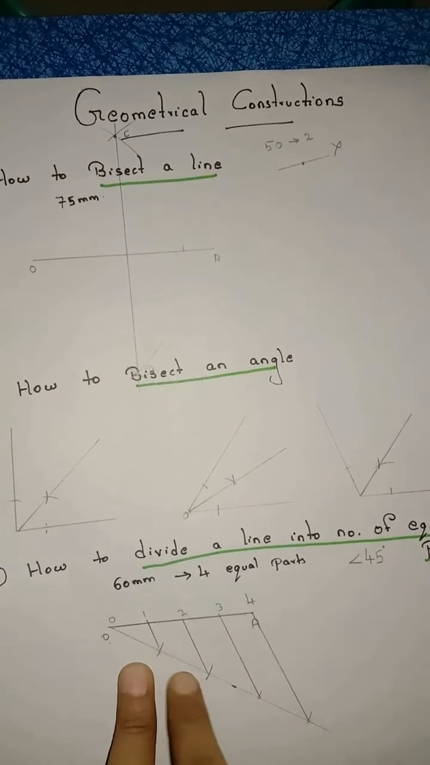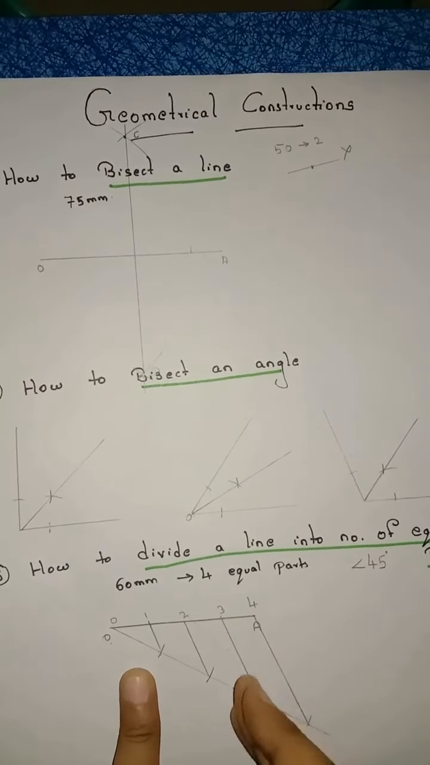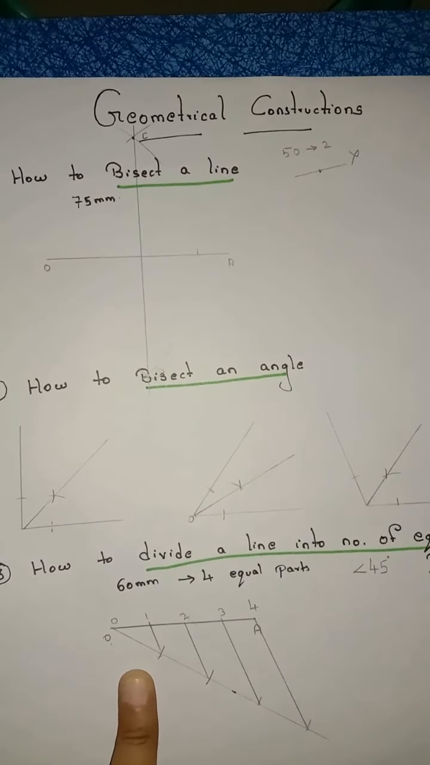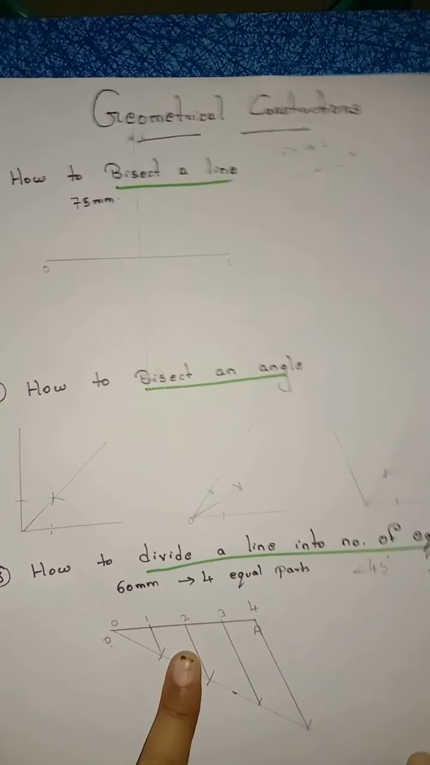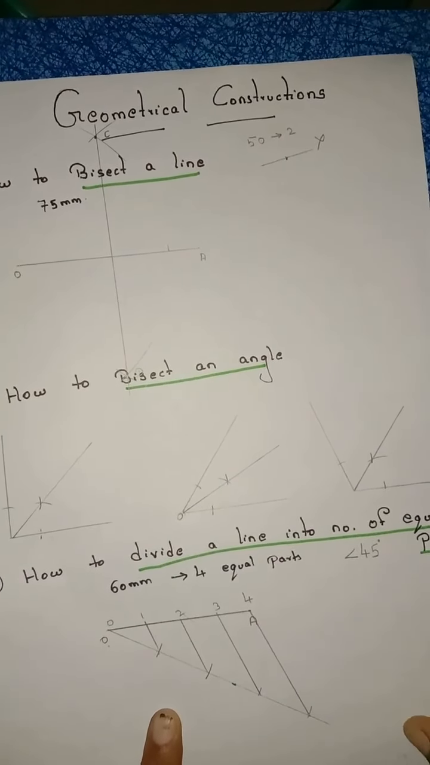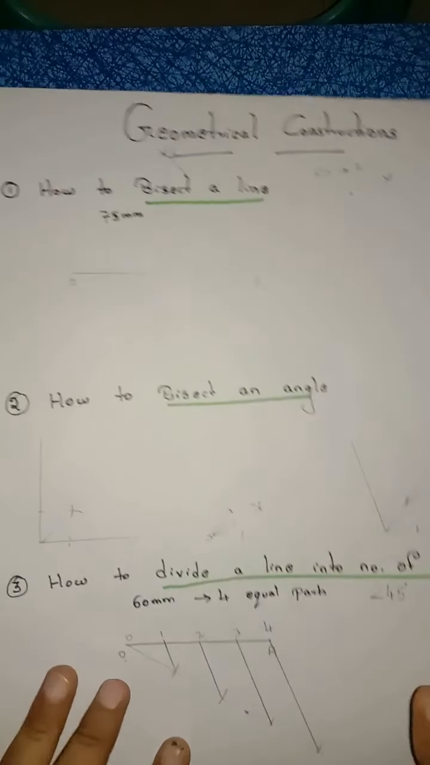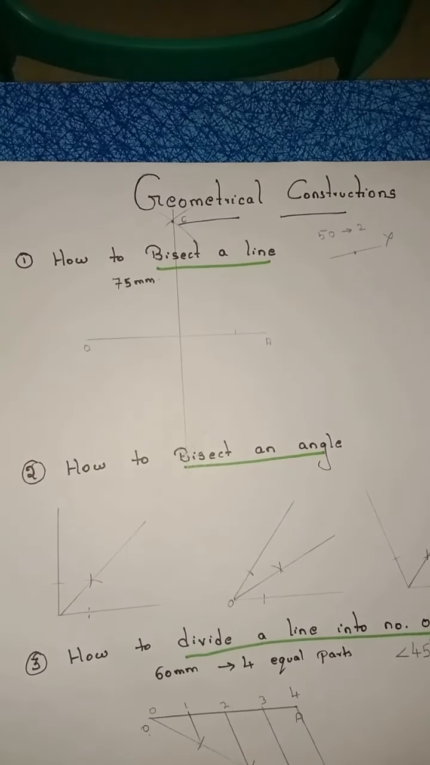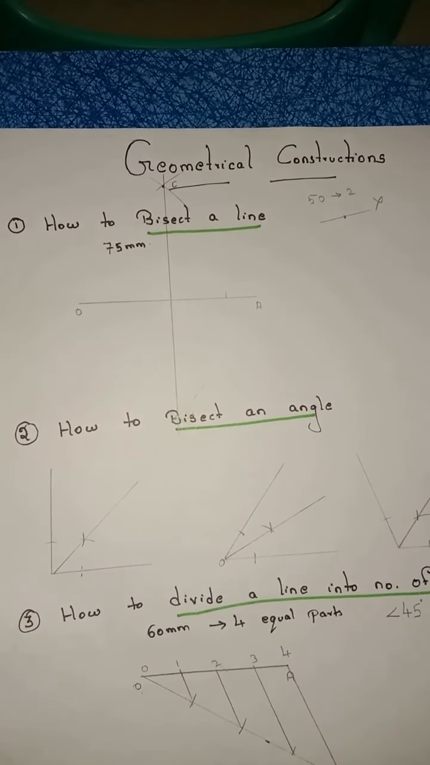But the condition is, don't change the radius of your compass till the last arc, and you have to draw the parallel lines from every arc, right? Where you are getting the last arc, either here or here, join this last arc to the end of the line only and draw parallel lines, right? So please remember all these concepts. These are very important.